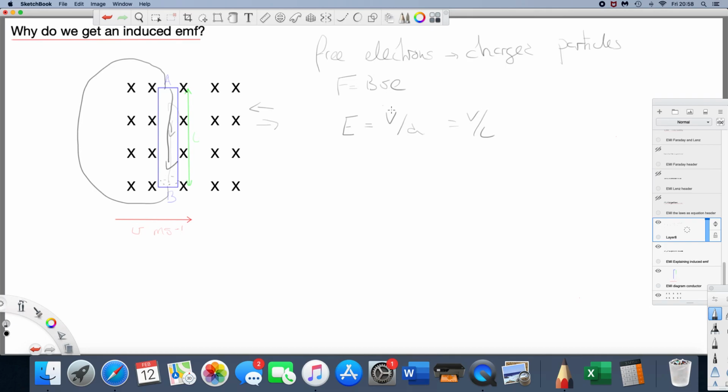The force on the electron is E times little e. That equals BVe. E is V over L. The e's are going to cancel. So our induced EMF, which we will call curly E again, equals BLV. So then we have another expression for our induced EMF.